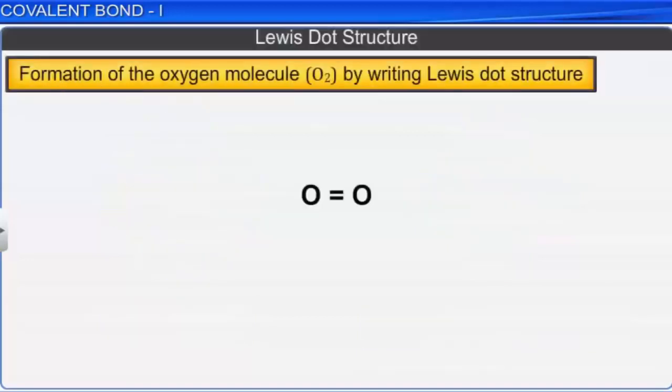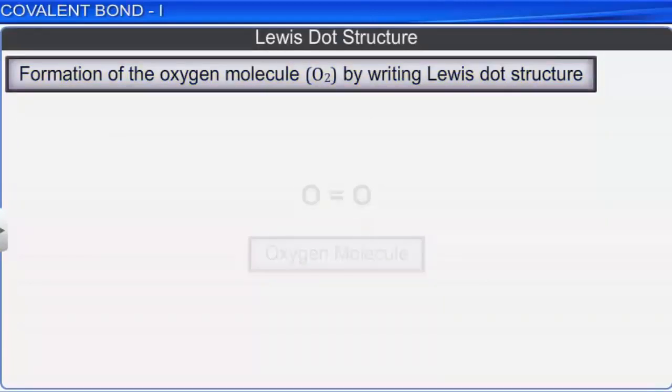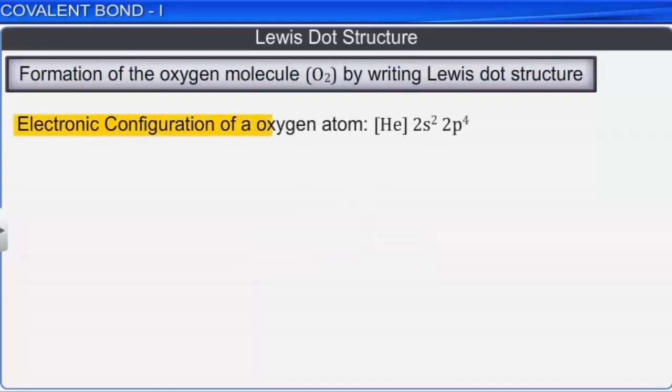Now, let us understand the formation of the oxygen molecule by writing the Lewis dot structure. The electronic configuration of an oxygen atom is helium 2s2 2p4. It has 6 electrons in its valence shell. Hence, it needs 2 more electrons to attain an octet.